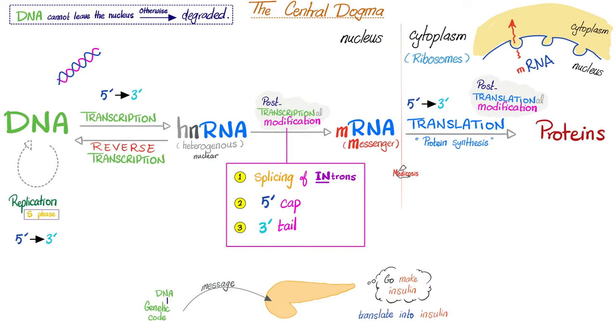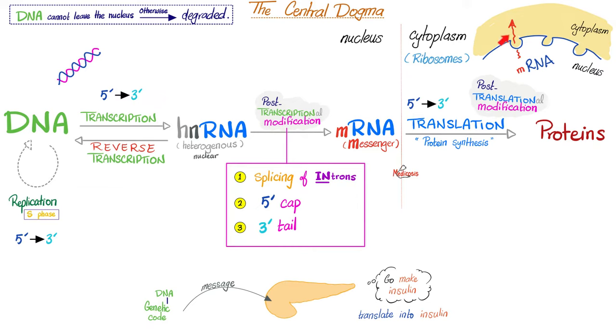The central dogma. I start with my DNA. Copy it, it's called replication. And then convert it into RNA, it's called transcription. In the beginning, we have heterogeneous nuclear RNA. If you want to make it into mRNA, you need post-transcriptional modification, which was the topic of the last video. The post-transcriptional modifications include splicing out the introns, adding a cap at the 5' end, and adding a tail at the 3' end. Now your mRNA is mature and ready.